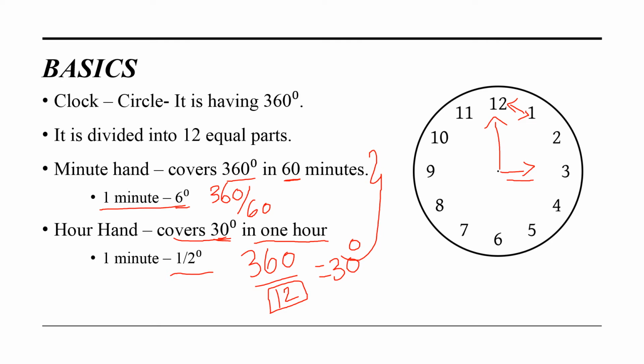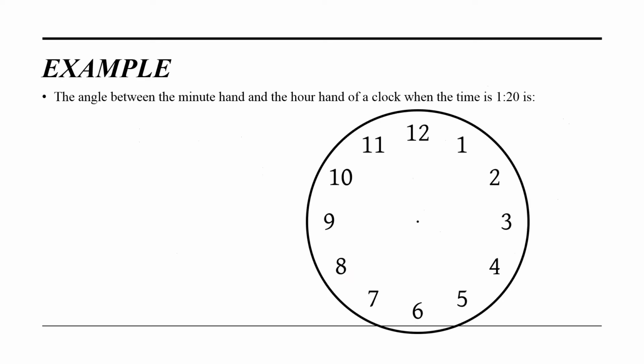Next, move on to the problem. In this problem, they ask you to find the angle between the minute hand and the hour hand of a clock when the time is 1:20. For this, first you need to draw the position of the hands for the time 1:20. The minute hand exactly points towards 4.